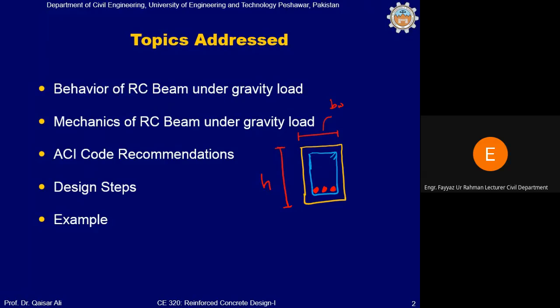Okay, and there is another parameter which is known as effective depth, which is basically the distance between the extreme compression fiber up to the centroid of tensile reinforcement. This is known as effective depth or D. Effective depth is the distance between the extreme compression fiber up to the centroid of tensile reinforcement.